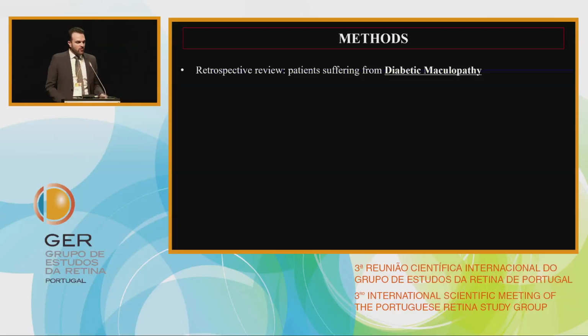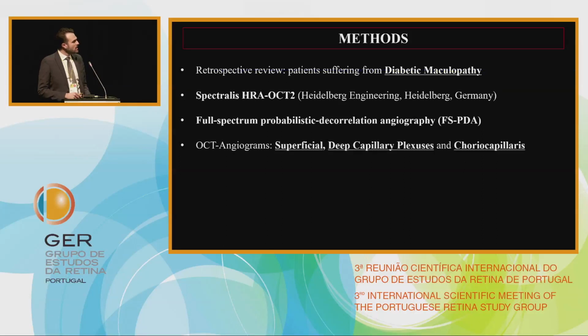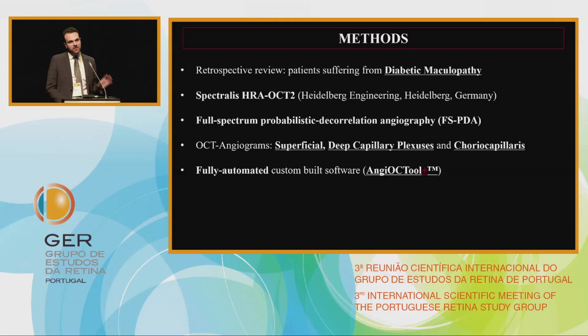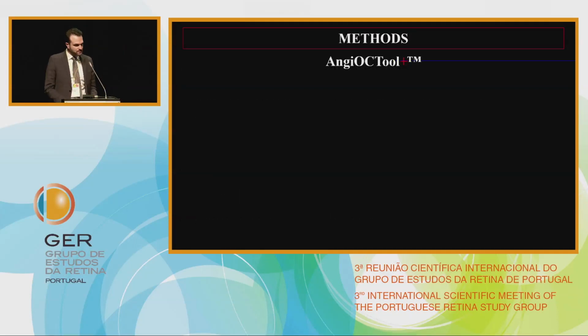A retrospective review of patients suffering from diabetic maculopathy analyzed with the Spectralis OCTA, which is based on a probabilistic amplitude decorrelation approach. We simultaneously analyzed the superficial and deep capillary plexus and the choriocapillaris, and each image per patient was analyzed with a custom-built software called AngioCT Tool Plus, which provides a fully automated quantification of the retinal and choroidal vascularities. Then we performed a comparative analysis with a group of healthy subjects.